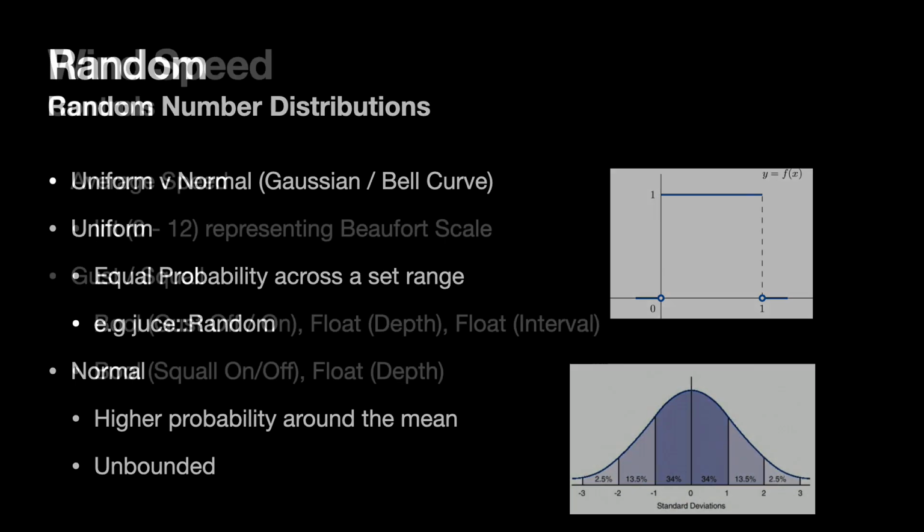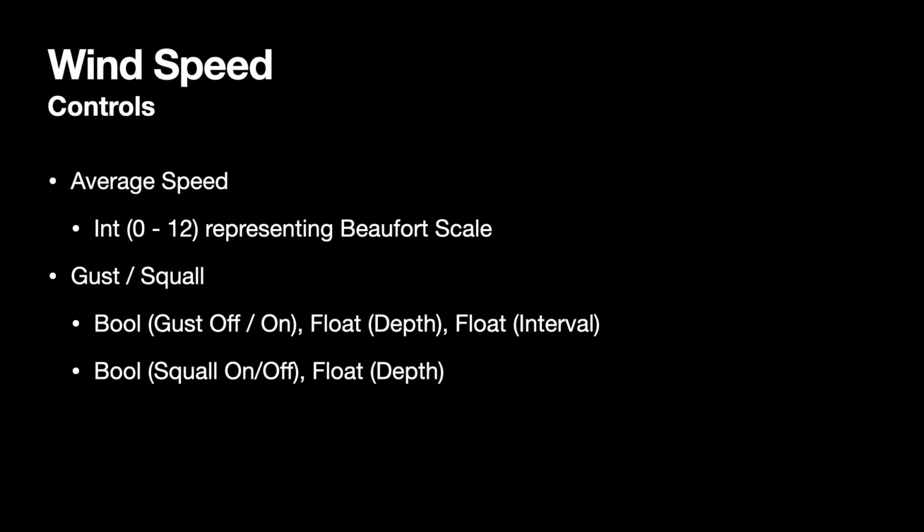high value. So in this case, the controls we will expose to the game are the average speed, which will be an integer running from 0 to 12, representing the Beaufort scale. And then we'll have some controls which control the gust and squall, basically a bool to turn them on and off, a float which will control the depth, the amount of the gust, and for the gust we'll have another float which controls the interval between gusts, or the interval between squalls.